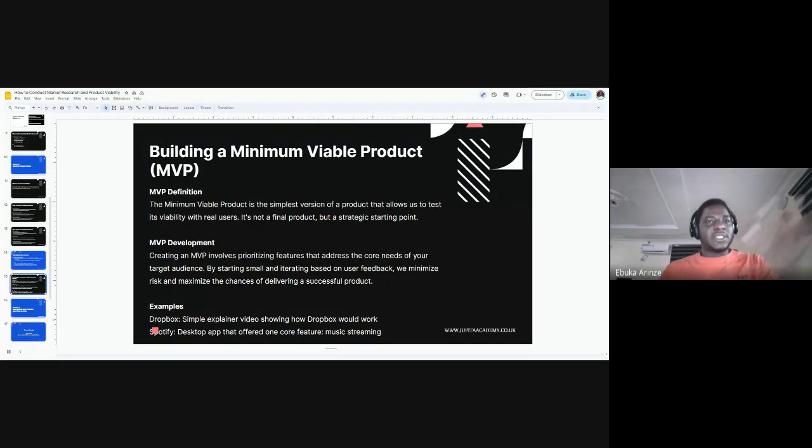I read some examples here. Everybody uses Spotify and you can see the host of features on Spotify. Spotify DJ is an amazing addition to the Spotify platform. I love it so much. But when they started, they just had a basic desktop app, not mobile app, desktop app that just does one thing, music streaming. That's all. So thinking that way makes it easier for you to get in and validate.